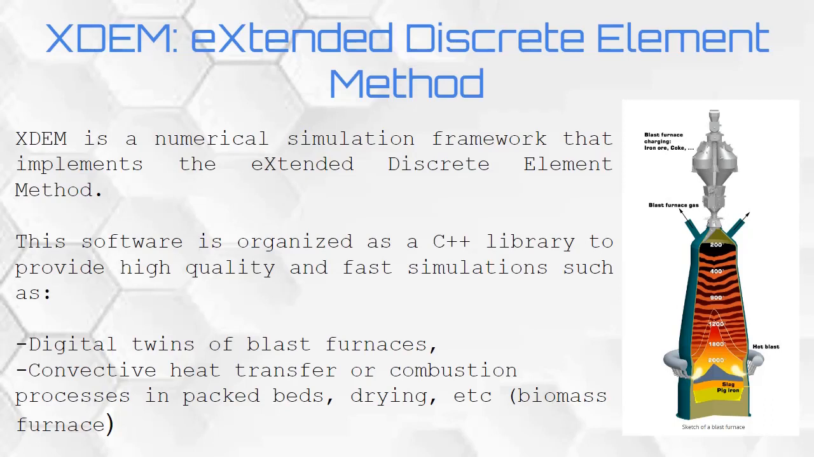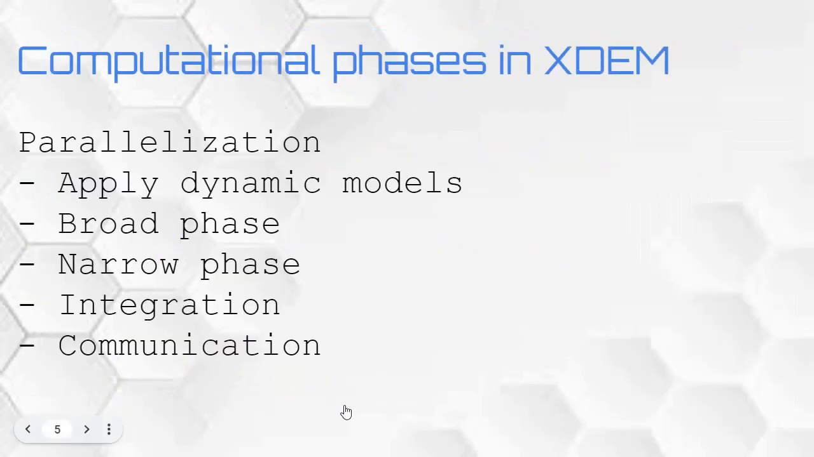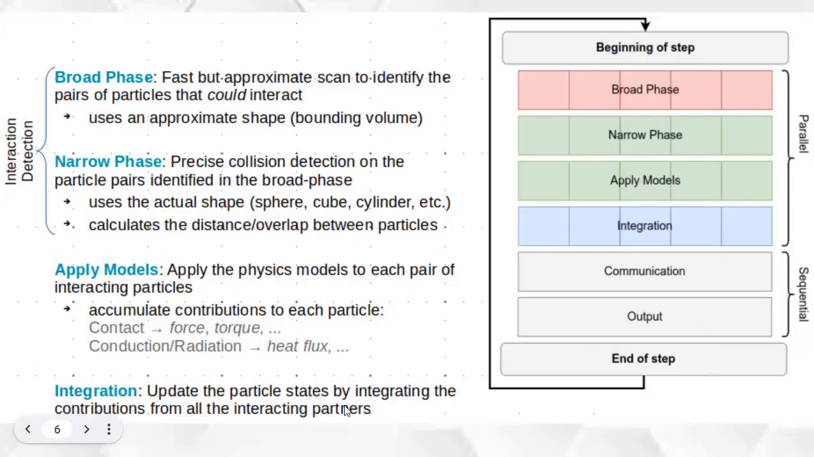At the left, we can observe a digital twin of the blast furnace, which is one of the sample cases to benchmark here. XDEM has many computational phases, but only a few are the most important ones, and usually those take most of the total execution time. So let's start with the broad phase, a preliminary approximation that builds a list of particle pairs that can potentially interact with each other. To make a fast calculation, these particles are represented by bounding spheres.